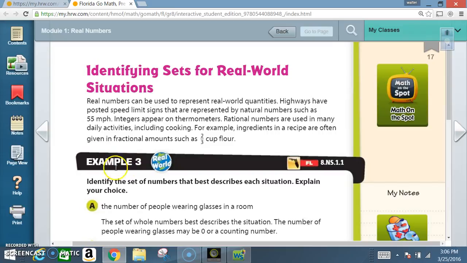All right, now let's take a look at example 3. Identifying sets for real-world problem situations. Real numbers can be used to represent real-world quantities. Highways have posted speed limit signs that are represented by natural numbers such as 55 miles per hour. Integers appear on thermometers. Rational numbers are used in many daily activities, including cooking. For example, ingredients in a recipe are often given in fractional amounts, such as 2/3 cups of flour.